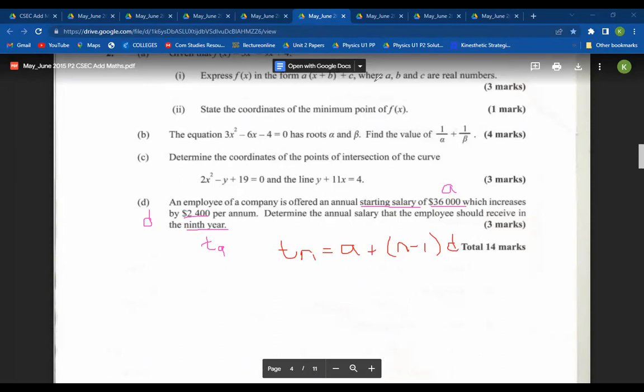I want to find the 9th term. So I replace the n with 9. I have my A and D already. So A is 36,000, plus n minus 1. n is 9, so that's 9 minus 1. And I know that D, because I already underlined it, is 2,400. All you have to do now is simplify, and that's it. All of that for 3 marks. Very simple. So can you tell me what answer you get?